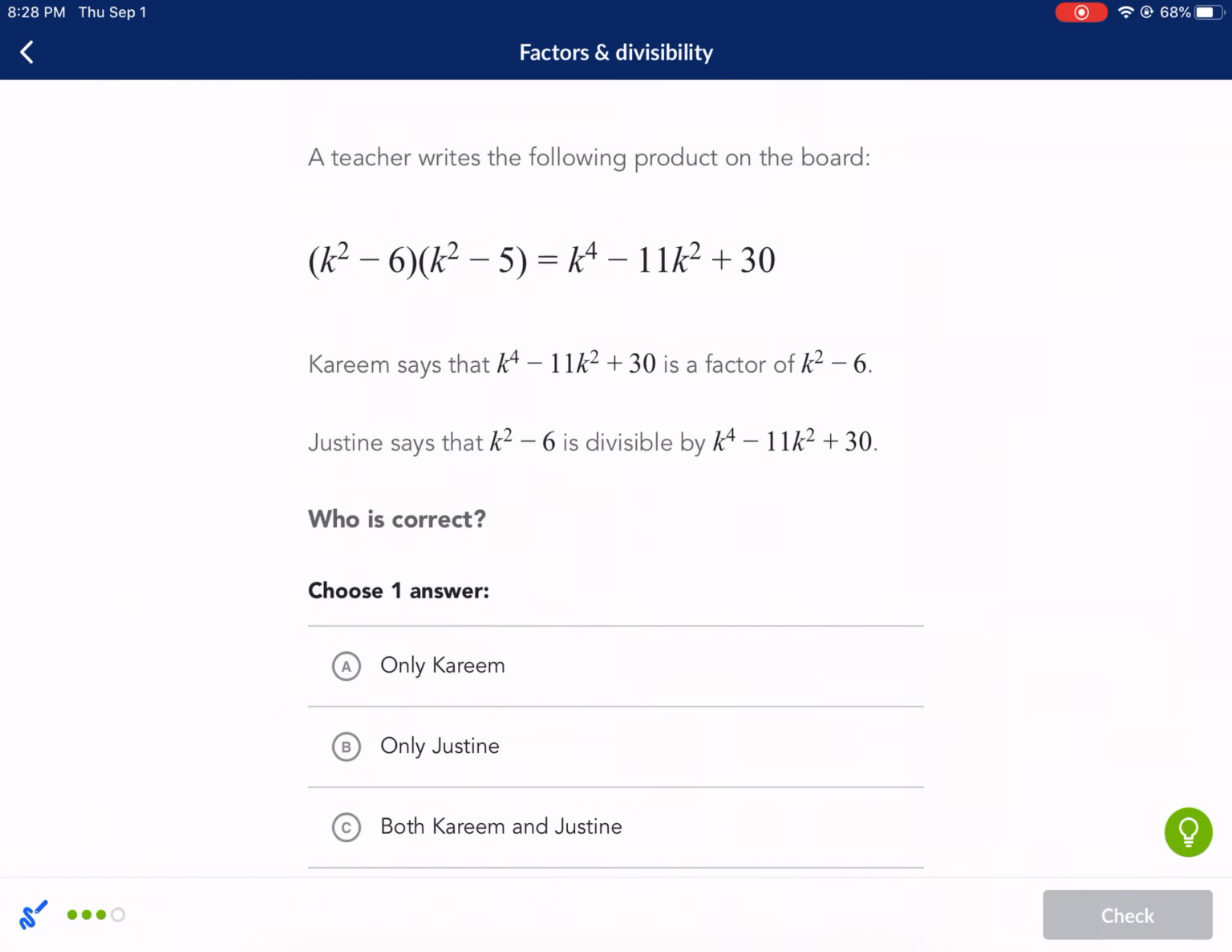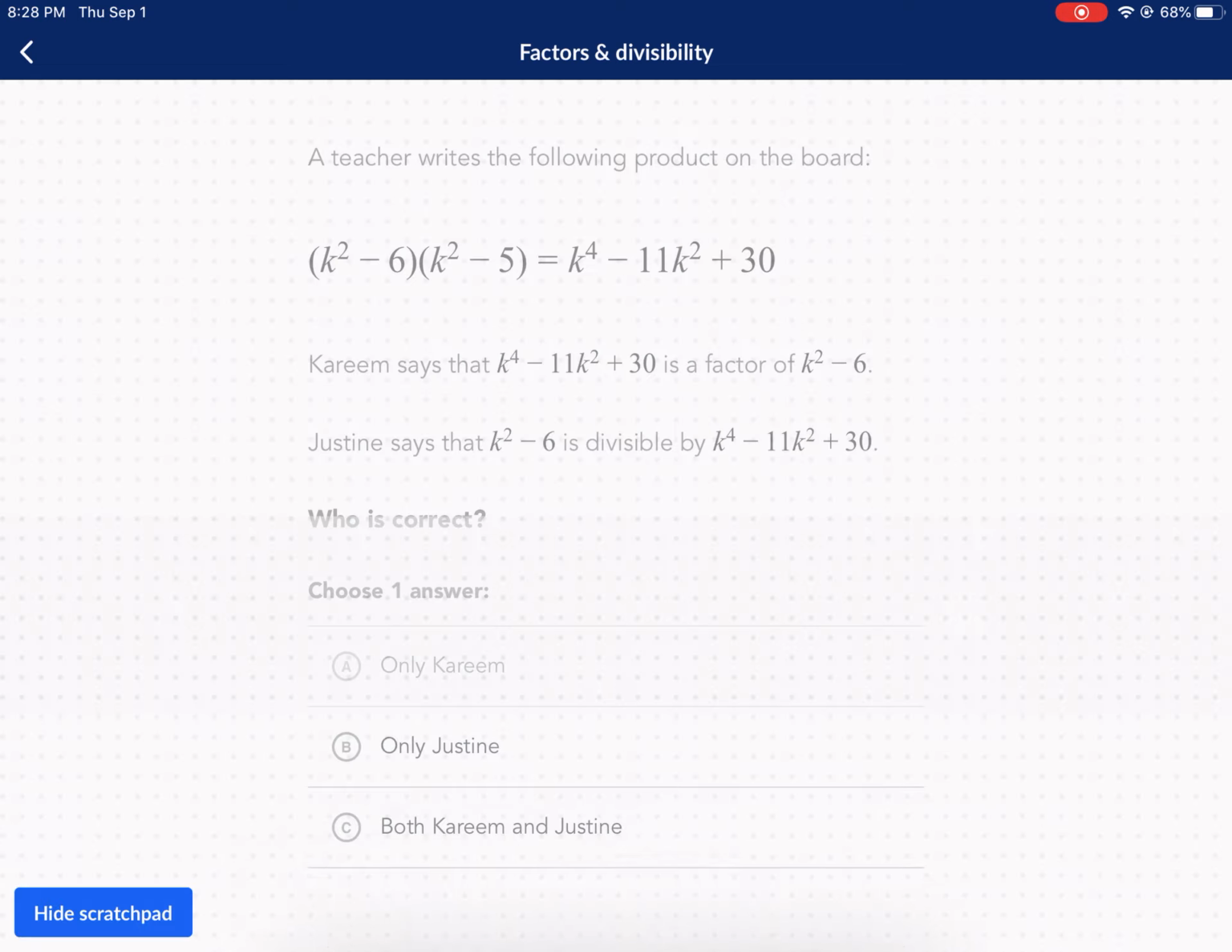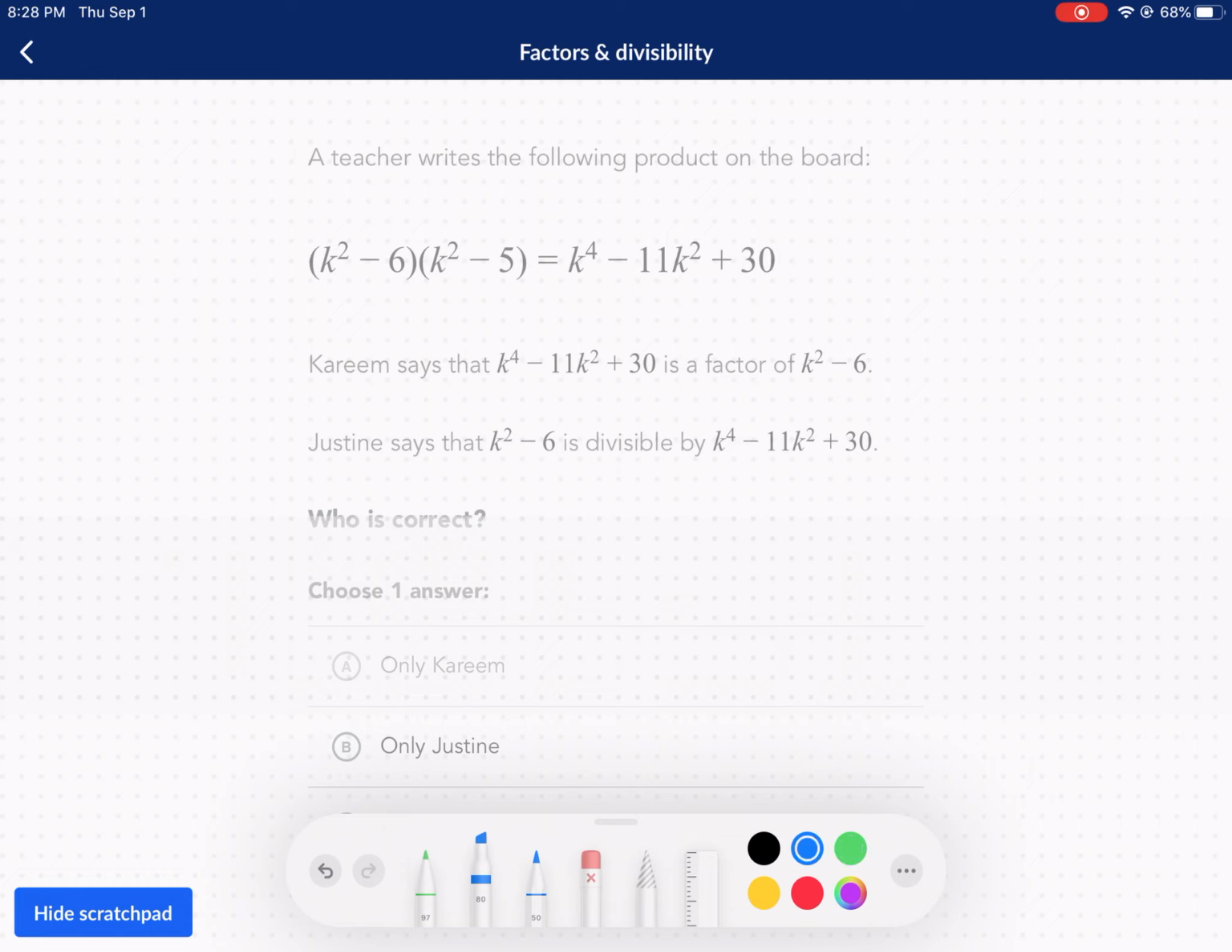Moving on to our last question. A teacher writes the following product on the board. So there's the product. Right away, if we have two things multiplied together, we know these are both factors of this bigger one. Kareem says k to the fourth minus, the big expression, is a factor of k squared minus 6. I'm going to come back to that. I want you to think about it. Justine says k squared minus 6 is divisible by k to the fourth, that whole big expression.